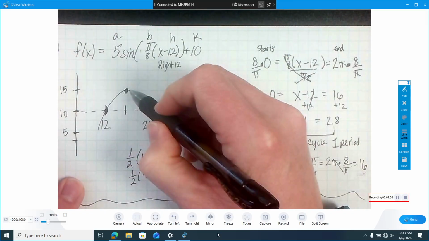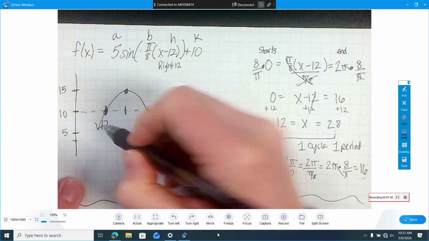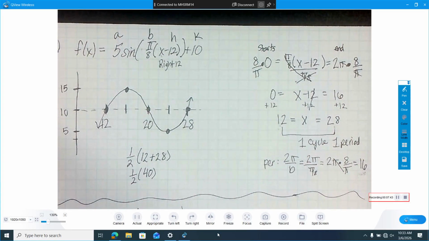Okay, so does that seem easier? I think it's a more straightforward way of doing it. Okay, so I got one more to do.